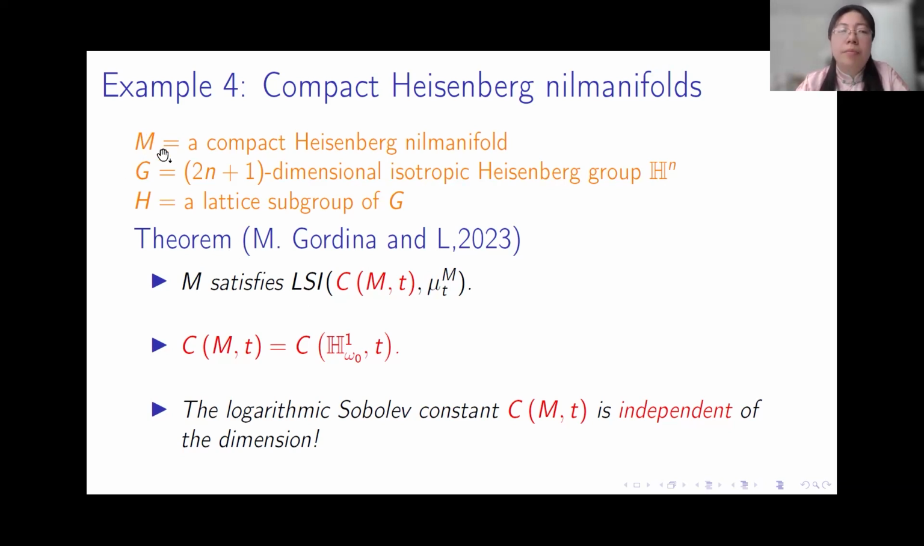Actually, here, for this class of compact Heisenberg nilmanifolds, if you take different isotropy subgroups, we know that their topology can be quite different, but our result tells you no matter how different the topologies are, they still have the same log-Sobolev constant and they are dimension free.